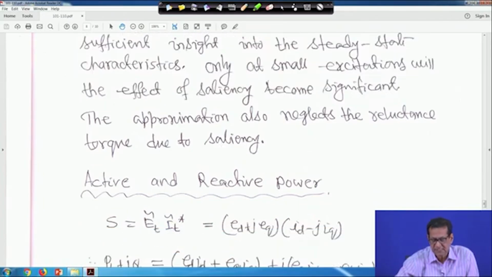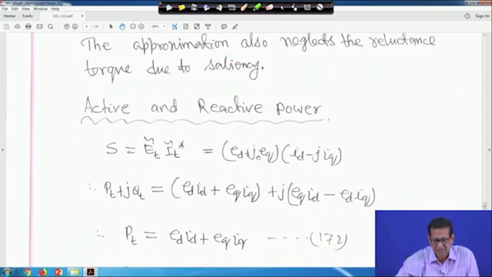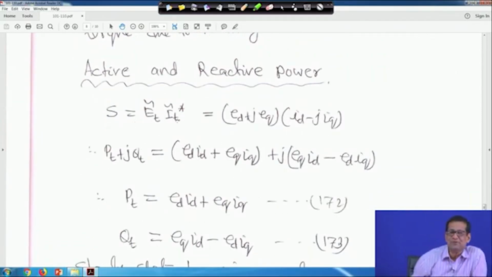Now, next is active and reactive power. We know in general from load flow studies that we write P minus jQ is equal to V conjugate I, or P plus jQ is equal to V I conjugate. Similarly, for active and reactive power, we write S, the apparent power, as Et tilde It tilde conjugate. Et tilde is equal to Ed plus jEq, and It tilde is equal to Id plus jIq. So It tilde conjugate is Id minus jIq. So, Ed plus jEq into Id minus jIq.